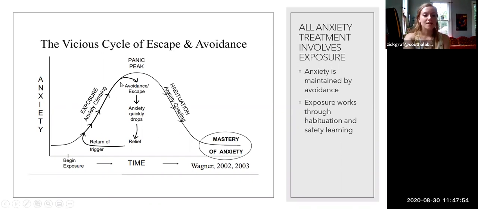This cycle illustrates what maintains anxiety over time. People with any kind of anxiety disorder have a belief or an expectation that they can't cope with the anxiety that is caused by their feared situation or object, or the anxiety that comes with negative thoughts about the future. So rather than sit with that anxiety and experience its peak, because people with anxiety disorders often believe that if they don't escape from the anxiety, it will never peak. It'll just keep climbing and climbing until they can't bear it anymore.